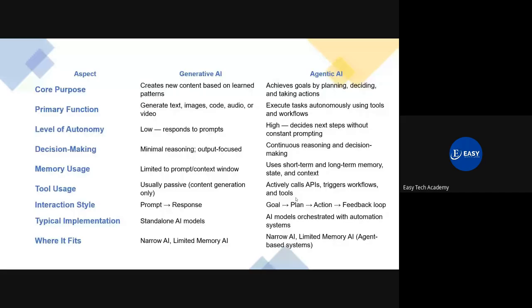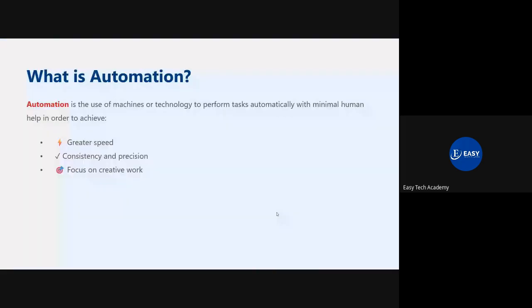I just have another slide here that speaks about the difference between generative AI and agentic AI, but because of time, I may not go deeper. We can see the core purpose. Generative AI is basically used to create content, but agentic achieves specific goals like planning, deciding, taking action. The primary function of generative AI is to generate, while agentic is to execute tasks autonomously. I'm going to provide you with this slide so you can go through it in depth by yourself. All right, let's proceed to the next slide.